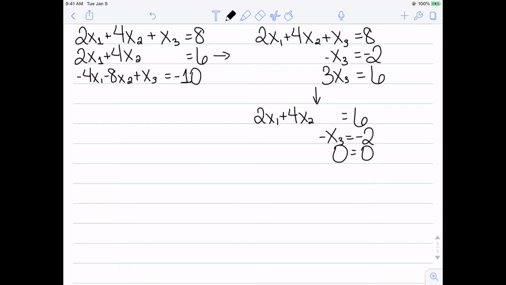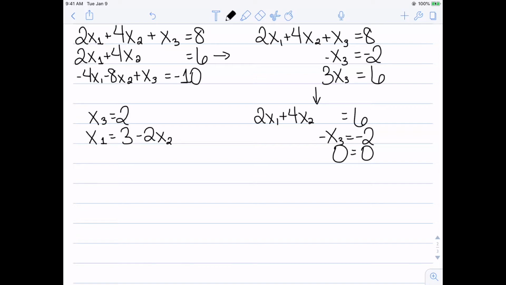So the question is, how do we actually interpret this? Our final equation doesn't give us all of our information, but it does give us some. Our second equation tells us that x3 is equal to 2. But we also know a little bit more than that. If I take this first equation and solve it for x1, I get that x1 is equal to 3 minus 2s. And then we don't have any additional information about x2.